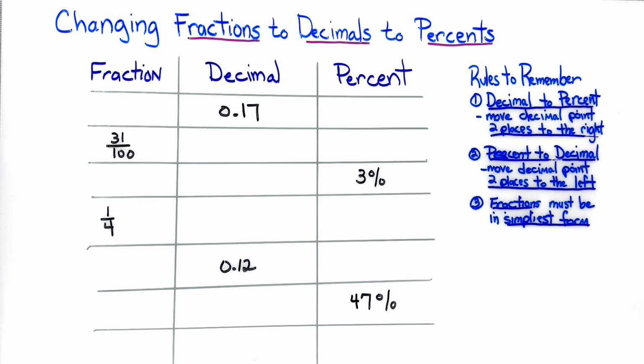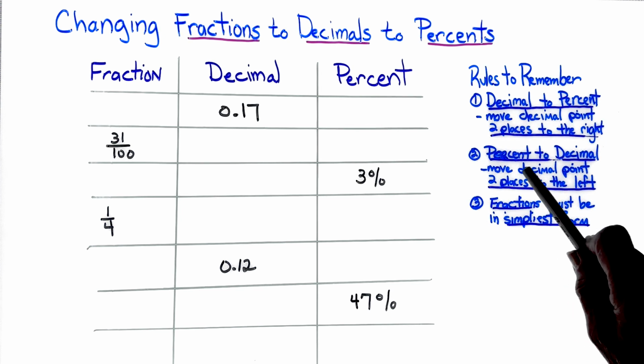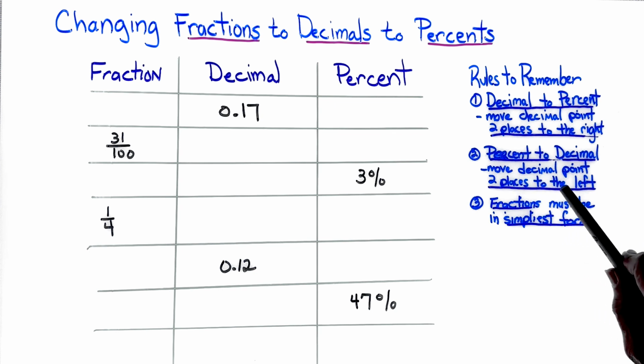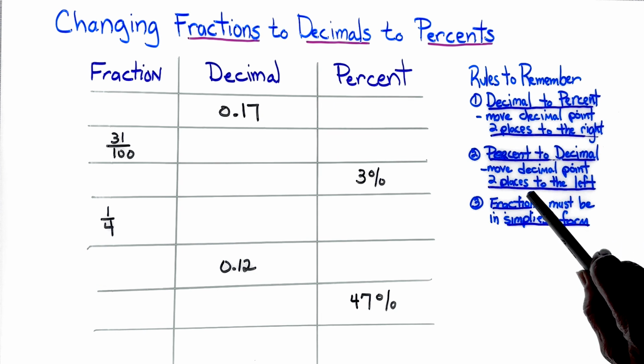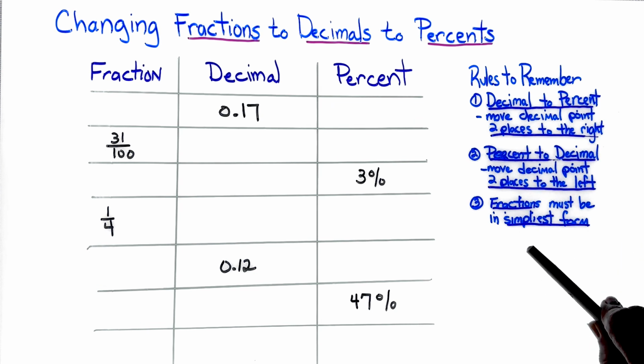In this lesson, we're going to be changing fractions to decimals and to percents. So there are different rules that we must remember. The first one: when you're going from a decimal to a percent, you will be moving the decimal point 2 places to the right. When you're changing a percent to a decimal, we're going to move the decimal point 2 places to the left. And last but not least, the fractions must always be in simplest form.